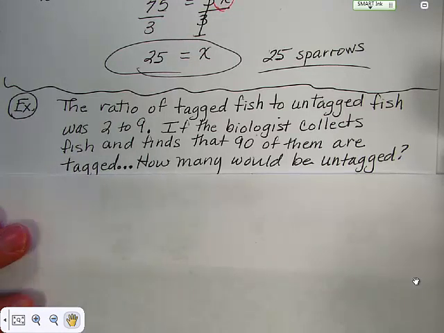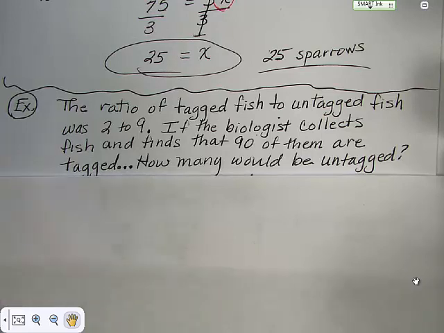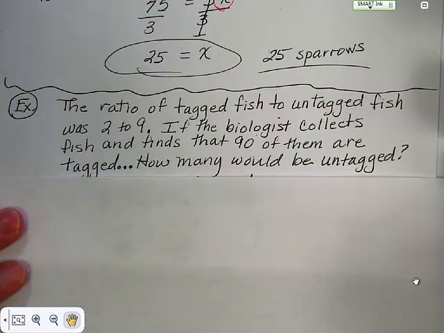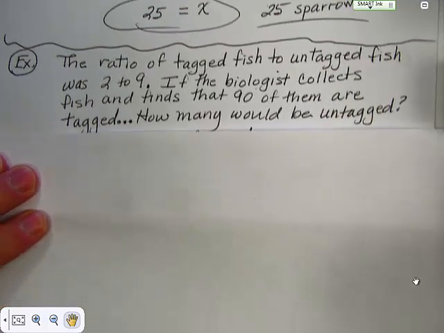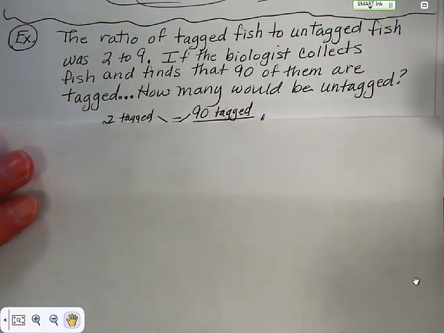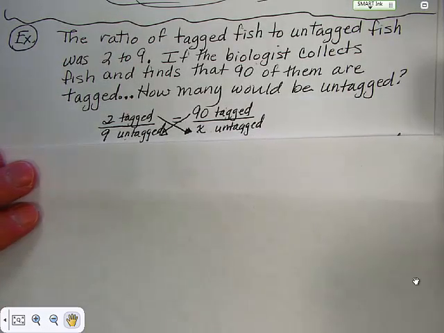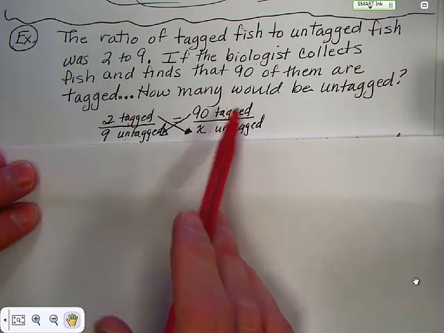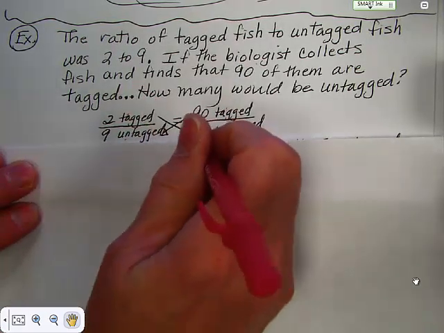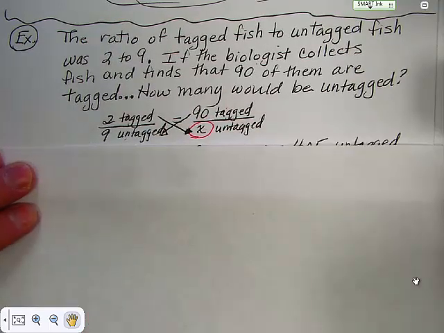The ratio of tagged fish to untagged fish was 2:9. If the biologist collects fish in a big net, and he finds that 90 of the fish that he collected are tagged, then using the ratio of 2:9, how many would be untagged? Okay, so again, you set up your ratio. 2 tagged to 9 untagged is 90 tagged to x untagged, x being what you want to know.